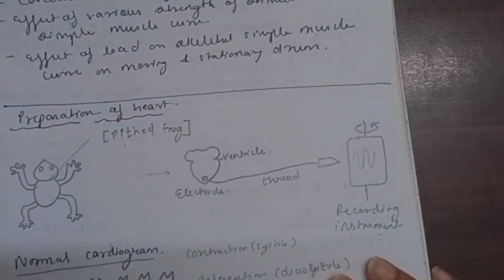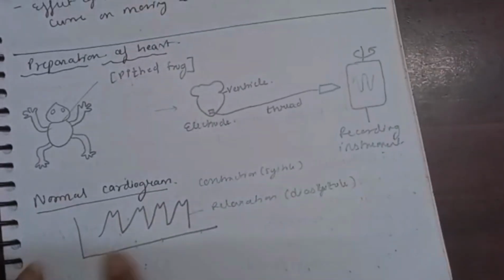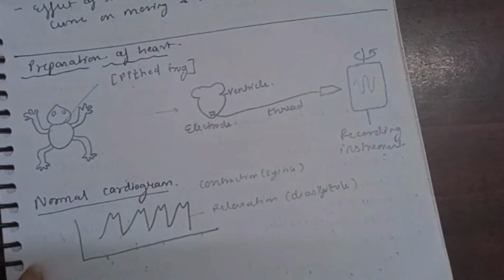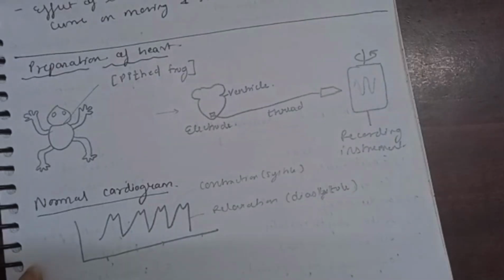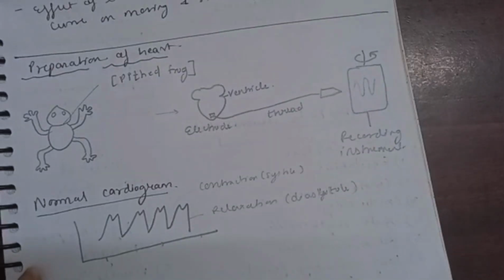This makes the normal cardiogram. The normal cardiogram is a picture of the normal systole and diastole of a beating heart, where the contractile functions of the heart stay intact in a pithed frog.